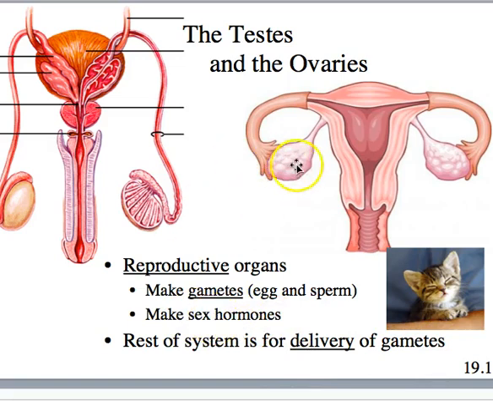So in the case of the females, we're talking about the ovaries, that's these parts. And in the case of the males, we're talking about the testes, and that's these parts. So these are the parts that make the actual gametes. So these make sperm, these make eggs. Everything else involved is just about getting those gametes to meet the other gametes and then to make babies, okay? These also make sex hormones to regulate themselves and then regulate the rest of the body, so everything's in sync to make reproduction happen.